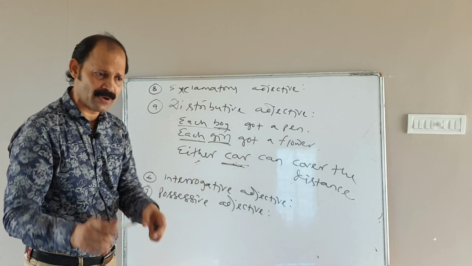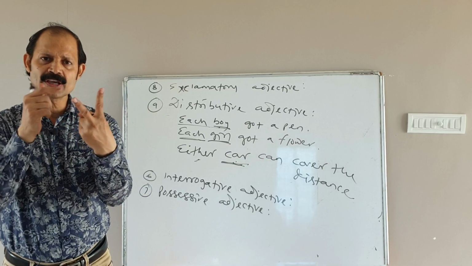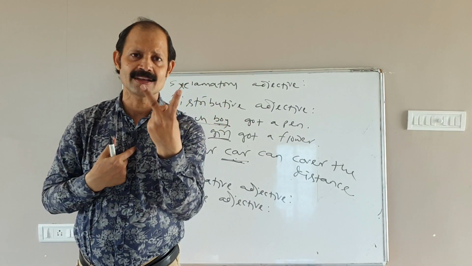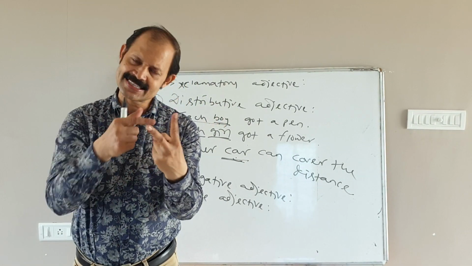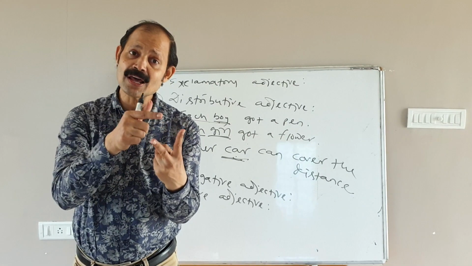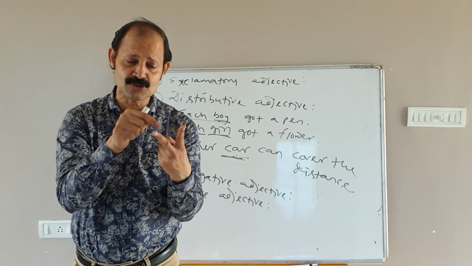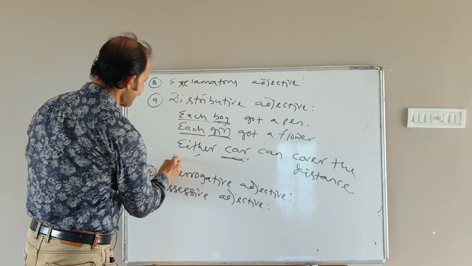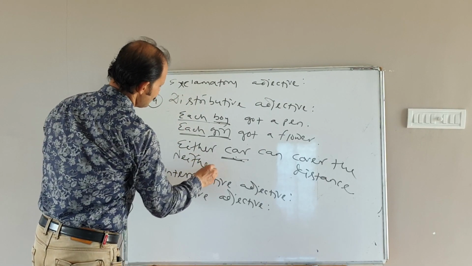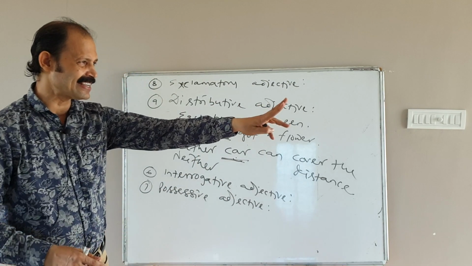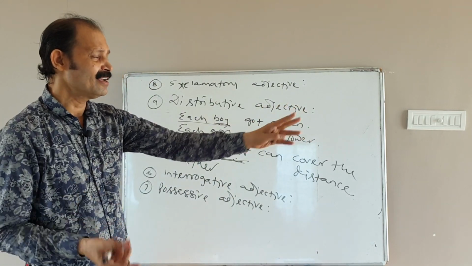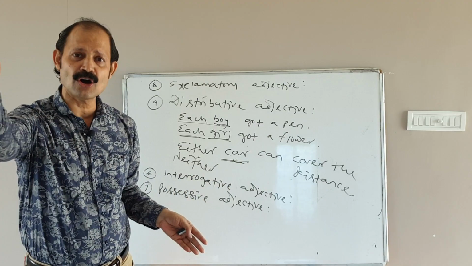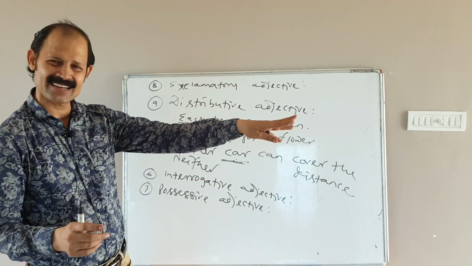Suppose these are two fingers and which one is mine? Now either finger is mine, that means this is mine, this is also mine. So either finger means individually I am referring to this finger and that finger. So such words are distributive adjectives. Neither is also a distributive adjective. Suppose two cars are standing there and you asked me which car is capable of covering such a long distance, and I say neither, I don't believe any car can cover it.